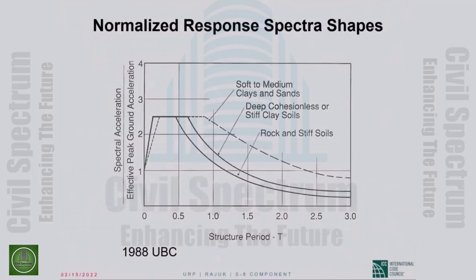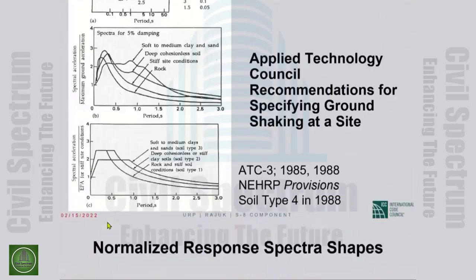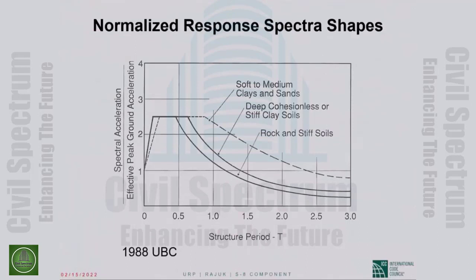Now, the next thing that happened is the structural engineers of California for the 1988 UBC decided that the soft soil spectrum being lower than the other spectra is a little too fancy for engineering use. So they went with the same plateau for all three plots. So this is the design spectrum of the 1988 UBC.